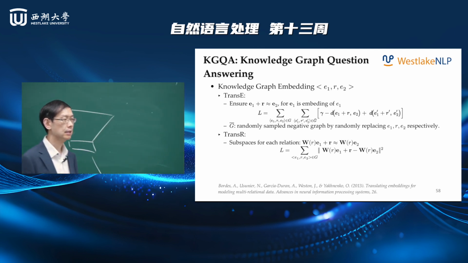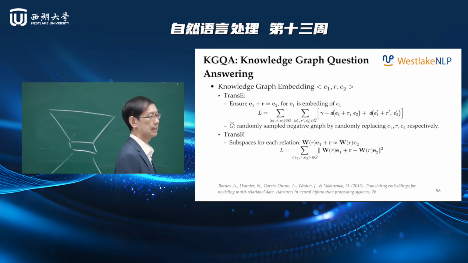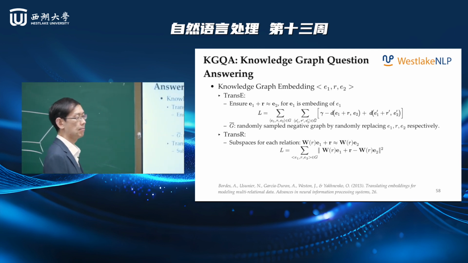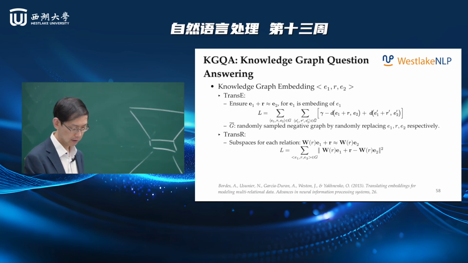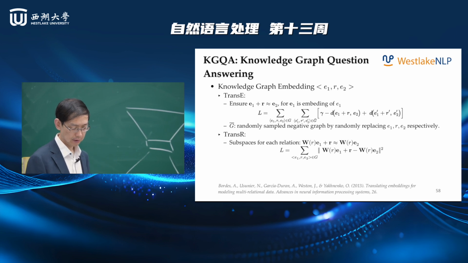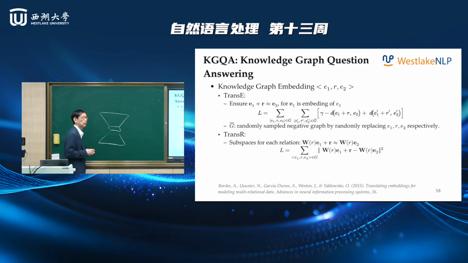Okay? So this can be a simple objective, right? To inject knowledge into these embeddings. And you can have an objective function like this. So the distance between correct samples, E1 plus R and E2. So this is like E1 plus R minus E2. So this is the distance.